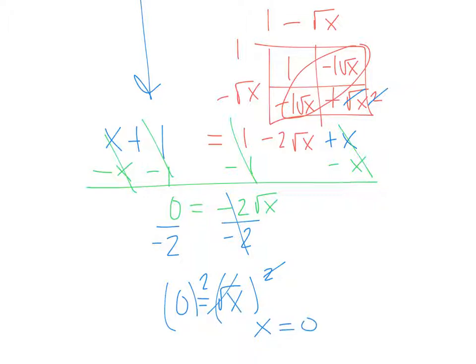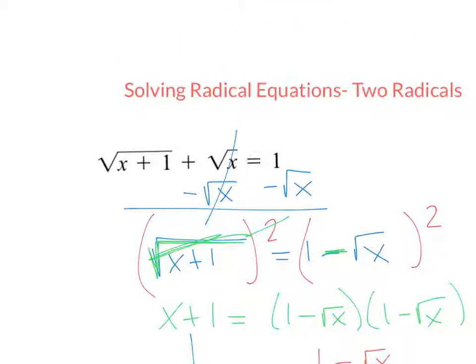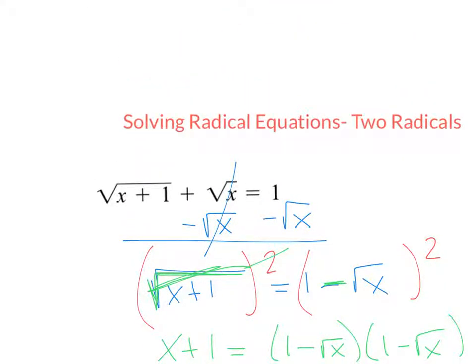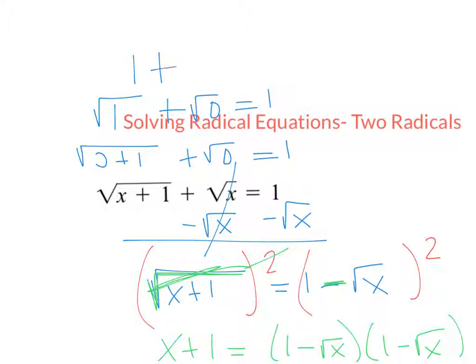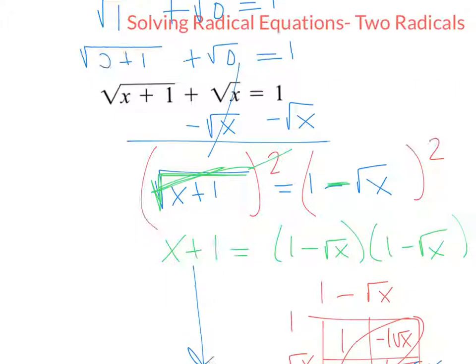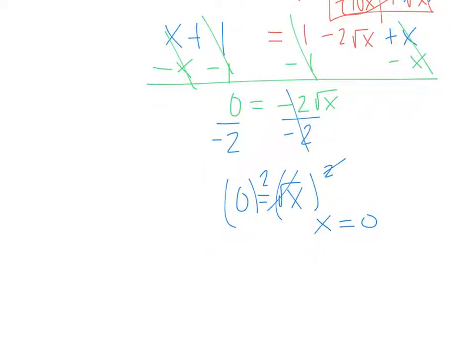And of course, you need to check for extraneous solutions. So I'm going to go to my original equation. I'm going to plug in 0. So if I put in 0 here, I will get 0 plus 1 plus the square root of 0 equals 1. That's the square root of 1 plus the square root of 0 equals 1. That's 1 plus 0 equals 1, and 1 equals 1. So, therefore, our answer of x equals 0 is a solution.